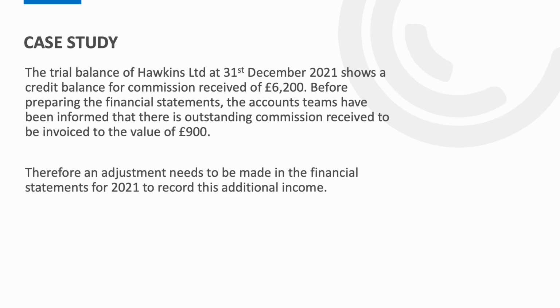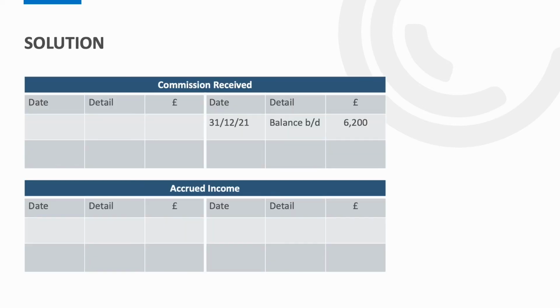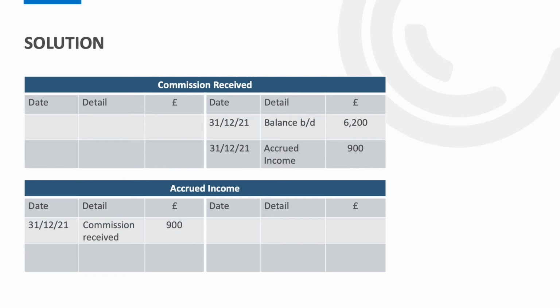Firstly, let's have a look at our accounts before any adjustments were made. We can see that there's currently a balance of £6,200 within the commission received account. There is also a nil balance within the accrued income account. The next step is to record the accrued income within our accounts. To do this, we credit the commission received by the accrual amount of £900 and debit the accrued income for £900. At this point, we've successfully entered the accrual within our accounts.